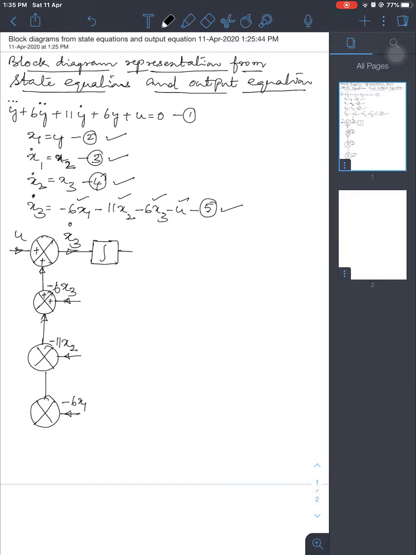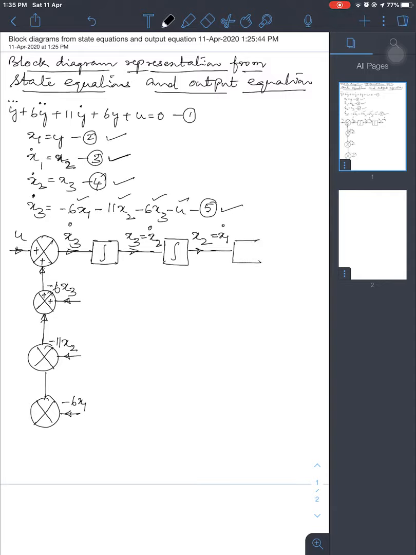x3 dot, we will pass through an integrator, and what we get here is x3. x3 dot, when integrated, you will get x3. And from equation 4, this x3 is equal to x2 dot. Now we will pass this x2 dot through another integrator. What you get out of it is x2. And from equation 3, x2 is equal to x1 dot.